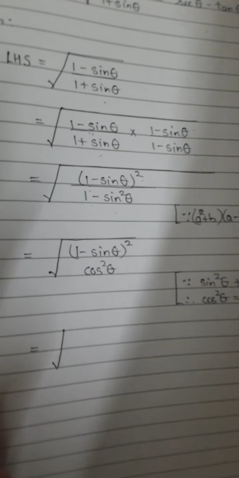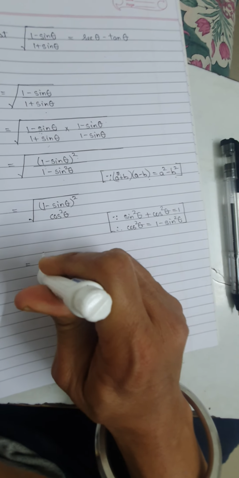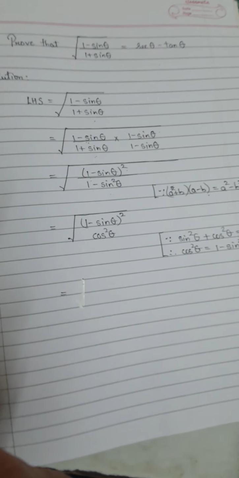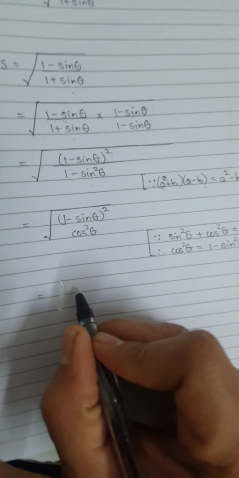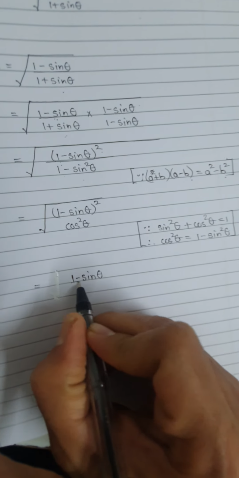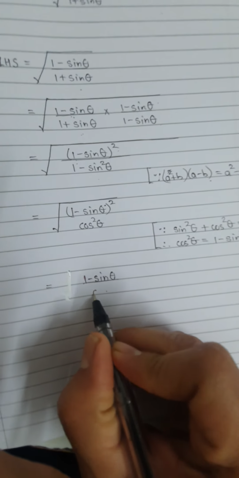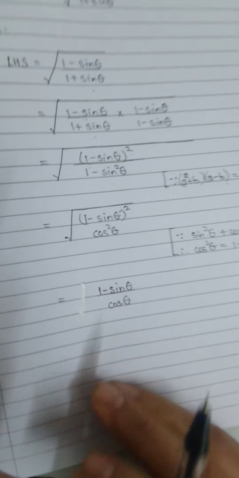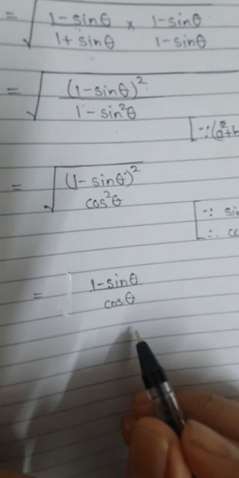When you're finding the square root, you don't have to write the square root sign. So just apply the square root in the next step. What is the square root of 1 minus sine theta the whole square? It is 1 minus sine theta, and cos square theta becomes cos theta. We can find the square root because we can see perfect squares inside the square root.